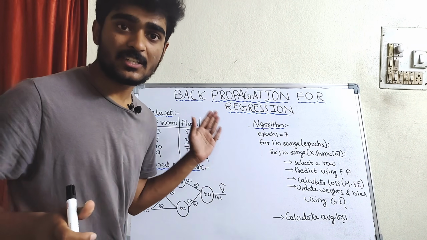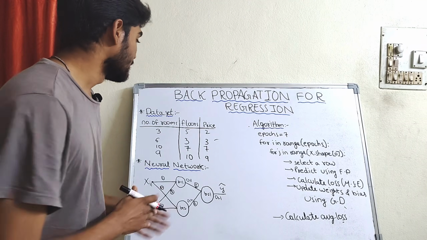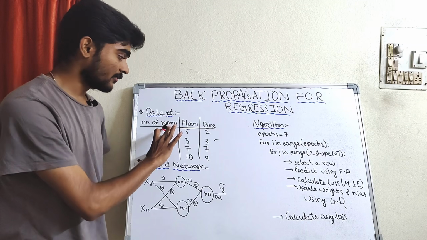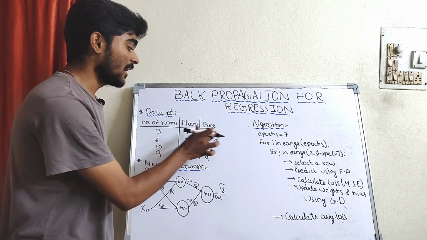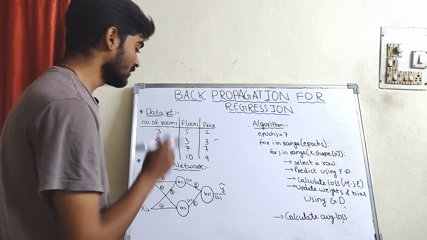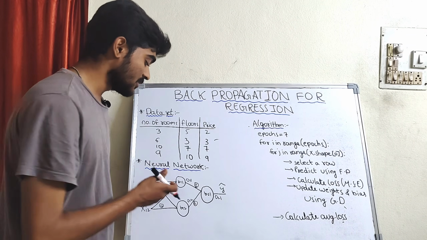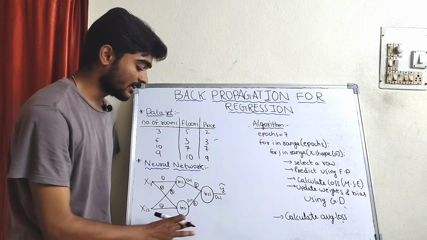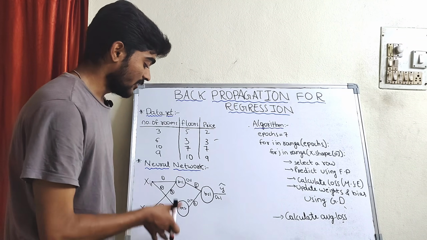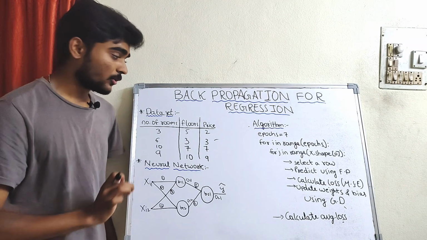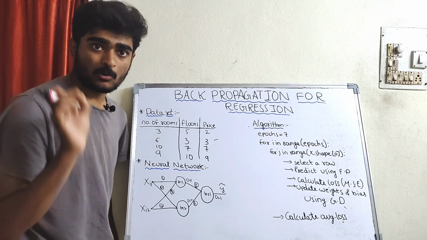Now let's see the initial setup before the coding part. First, I have created a sample dataset which contains 4 rows of data, 2 input features and one output label, that is price. I have also created a sample neural network, which is a 2-layer neural network containing a hidden layer and one output layer, with 2 hidden units in the hidden layer, and two inputs, that is number of rooms and number of floors.